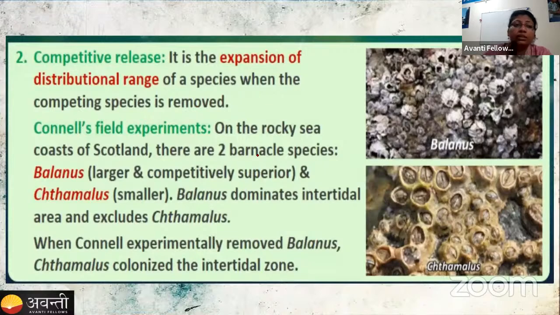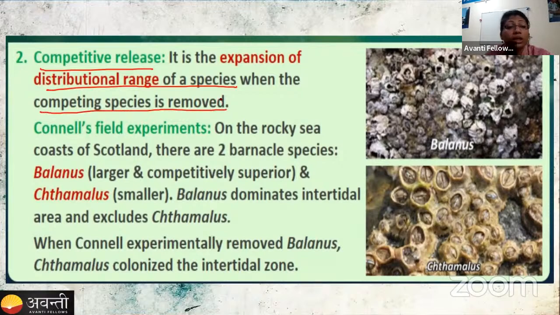Okay. The second evidence is from the competitive release, that is the expansion of distributional range of species when the competing species is removed. What happened here? We have removed one species. So here we have two species of what? We have two species here of the barnacles.